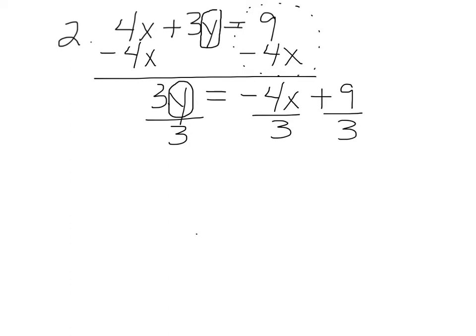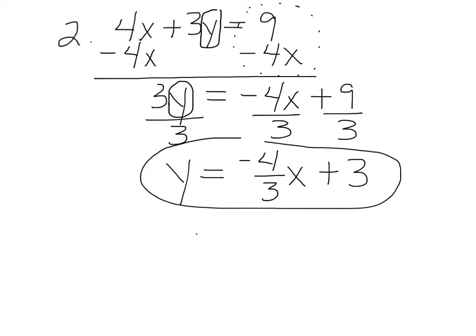So if I take 3y divided by 3, I get 1y. If I take a negative 4x divided by a 3, it doesn't simplify. It stays a fraction, and it is okay to have fraction answers. In fact, fraction is going to be one of your favorite F words to use in this class. Then if I take positive 9 divided by 3, I get positive 3. And so this would be the original equation, solve for y.